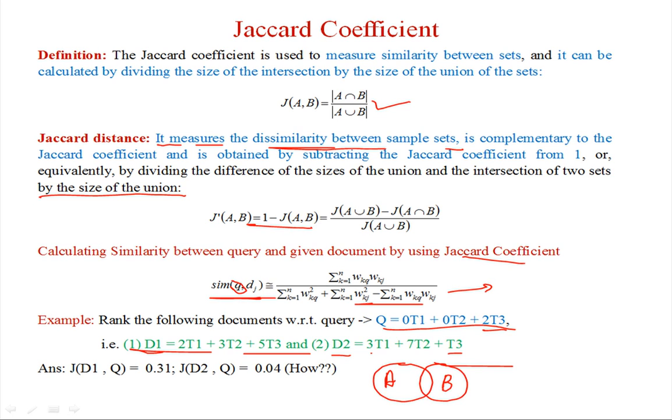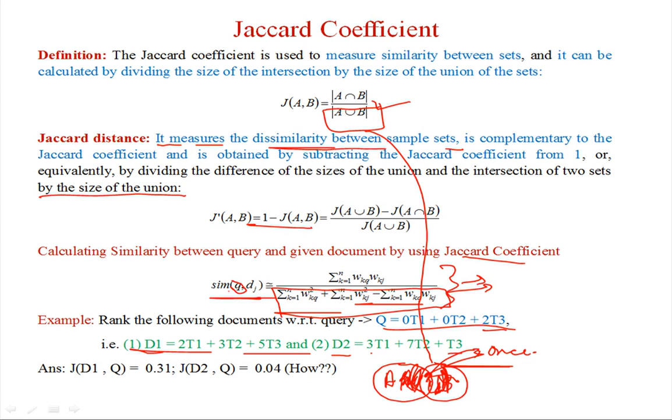then this part will represent only this portion and this portion, not counting this part twice. Means count this part and count this part once. The same thing is applied here in the form of matching queries and document DJ, where a set of n documents are present.